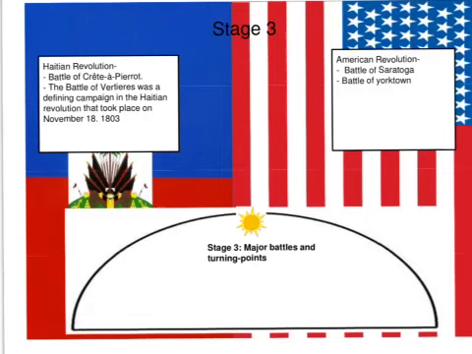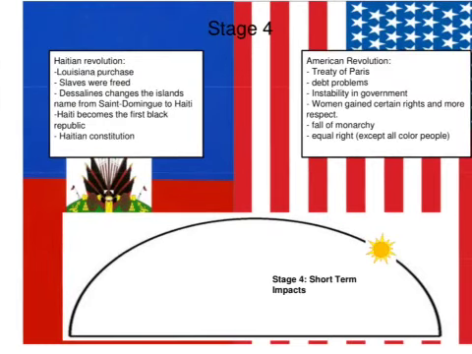In the Battle of Yorktown, the Continental Army led by General George Washington defeated the British Army in Yorktown, Virginia. This was the last battle of the American Revolution, as the colonists finally gained freedom. The fourth stage of the revolution is a stage in which the revolution has been fought. The last battles have been won, and victory has been achieved. This is a stage where the short-term impacts start taking place.